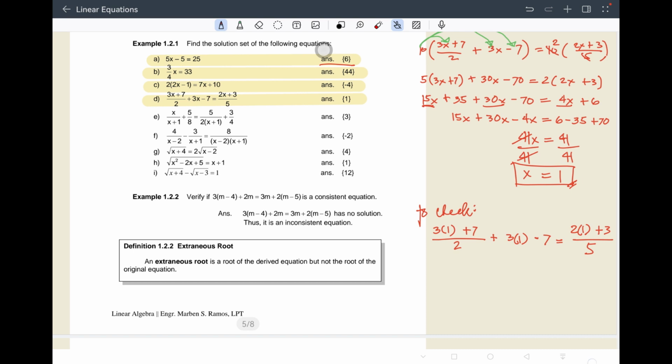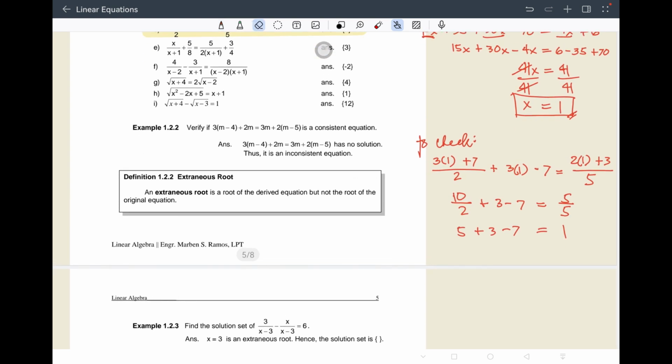So 3 times 1 is 3 plus 7. This will become 10 over 2 plus 3 minus 7 equals 2 times 1 is 2 plus 3, 5 over 5. So 10 divided by 2 is 5 plus 3 minus 7 equals 1. Then 5 plus 3 is 8 minus 7 equals 1. 1 equals 1. Therefore, our answer x is equal to 1 is correct.